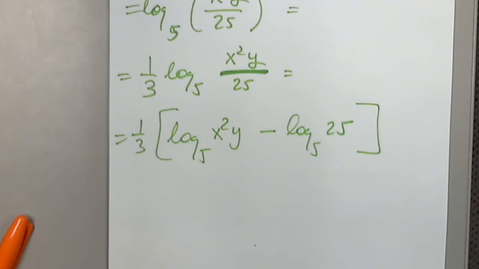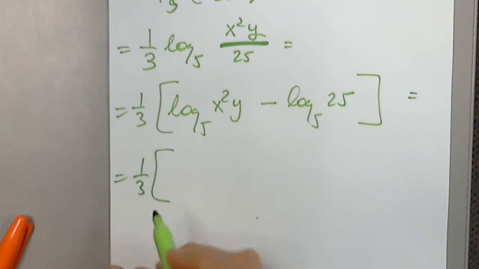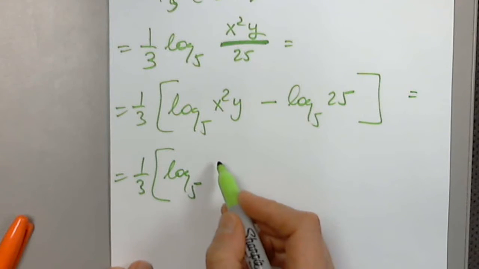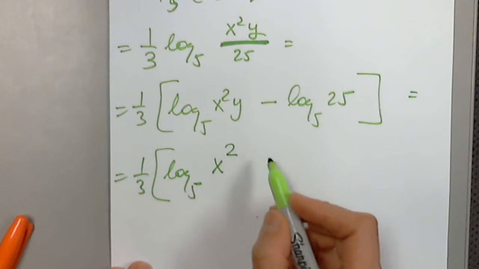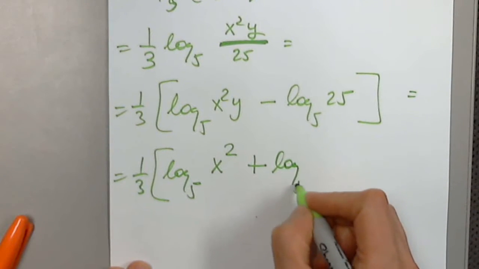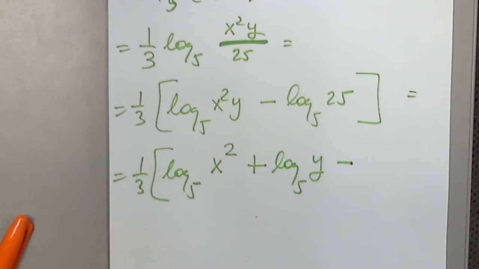Now, I'm back to log base 5 of x squared y. We just had that a few minutes ago. So how do I change this? I have still 1/3 outside. And then I have log base 5 of x squared plus log base 5 of y minus log base 5 of 25. Now remember how we simplify this. So log base 5, I'm just going to write it on the side.